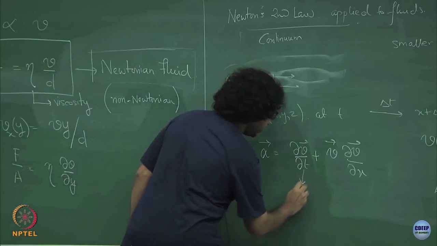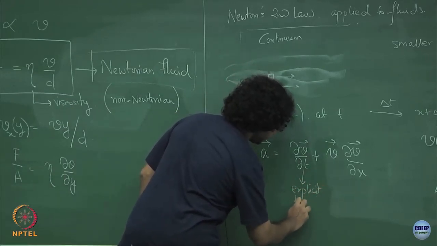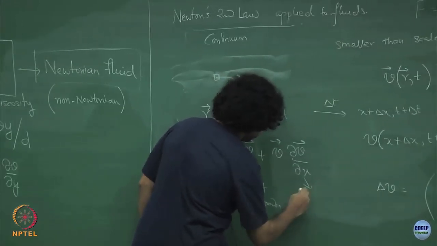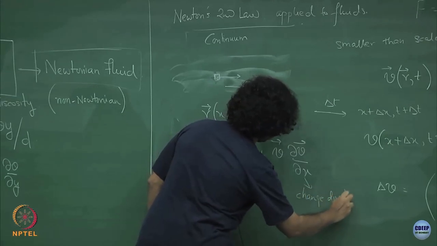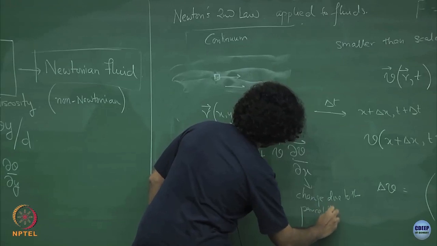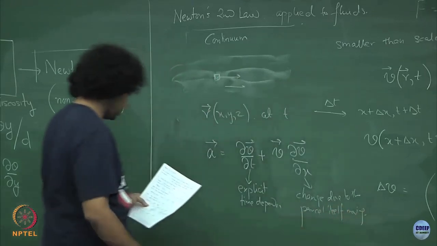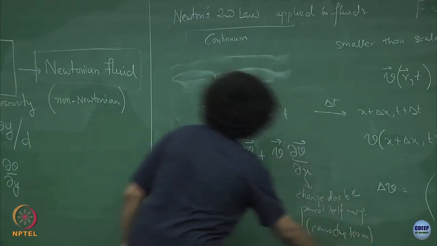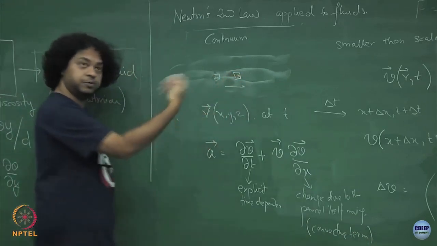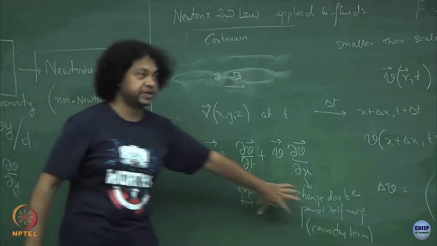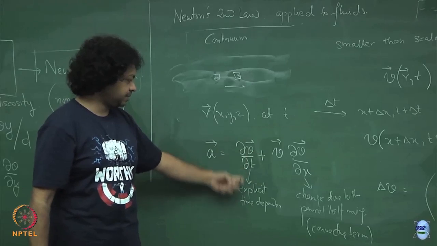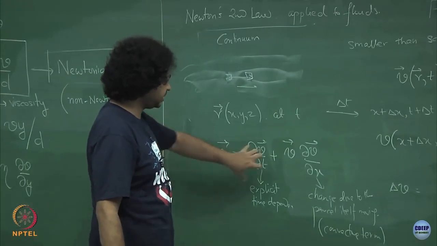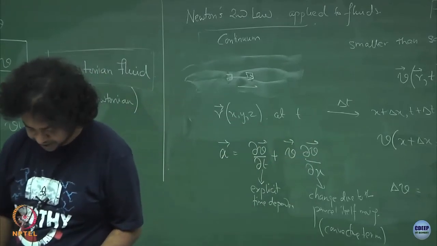So this captures the explicit time dependence of the velocity. This captures the change due to the parcel itself moving. Okay. So this is the spatial dependence, this is called the convective term. So this parcel itself has moved to a new position, okay, and the change due to this new position is captured in this convective term. The explicit time dependent change is captured in this del v del t term. Okay. So the total rate of change of this velocity, which is the acceleration, has this term plus this convective term, the del v del t plus v del v del x.